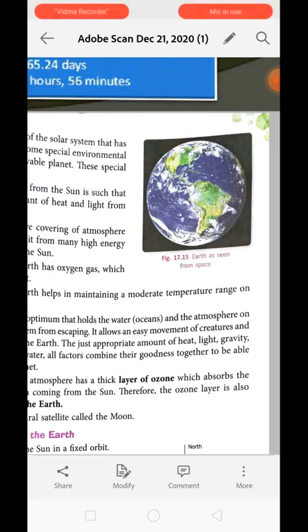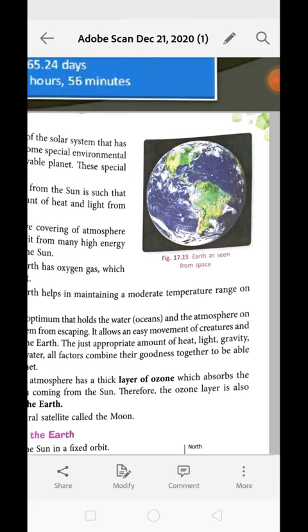The next point is Earth has a protective covering of atmosphere around it which protects it from any high energy radiation coming from the sun. The atmosphere of the Earth is protecting the life on the Earth. Third point is the atmosphere of Earth has oxygen gas which is essential for life to exist.